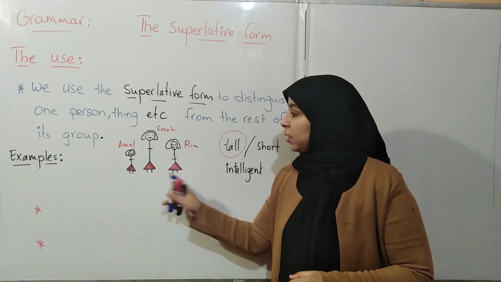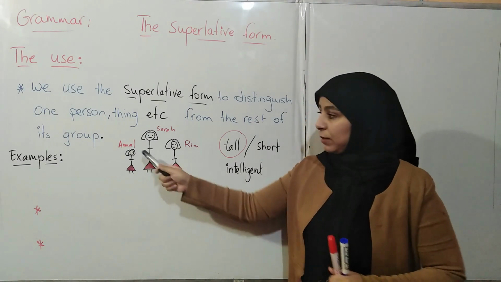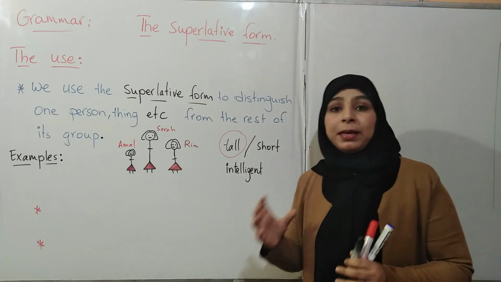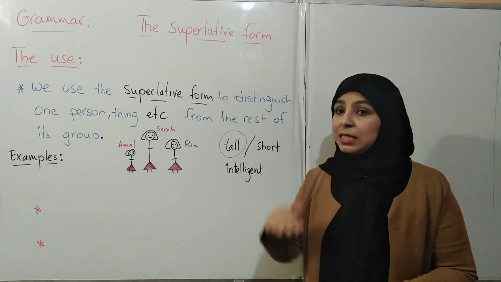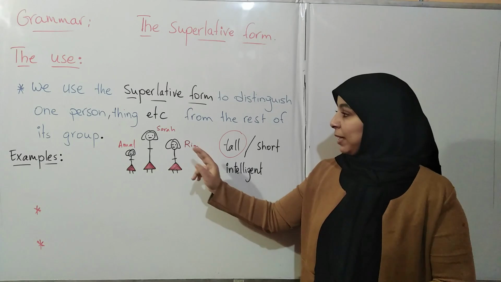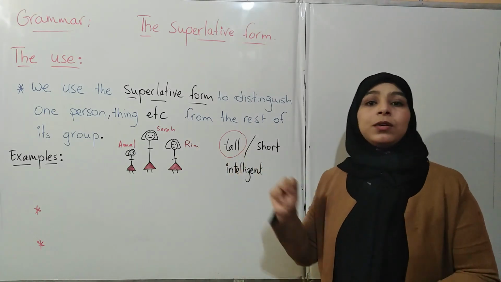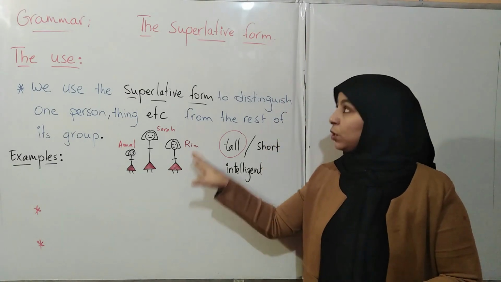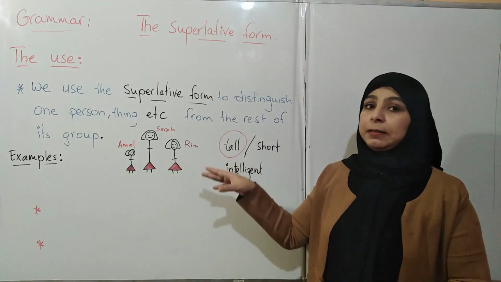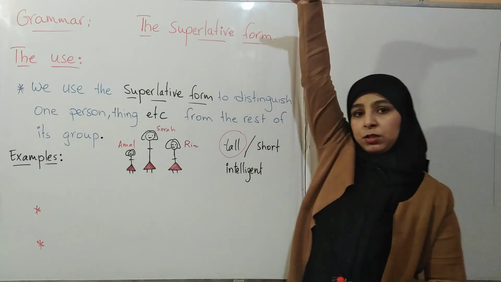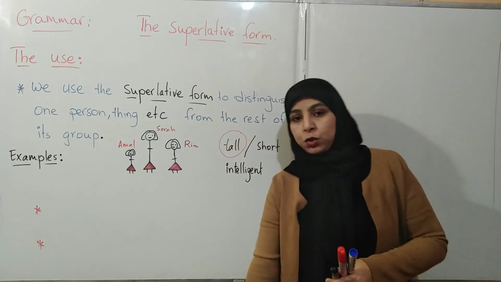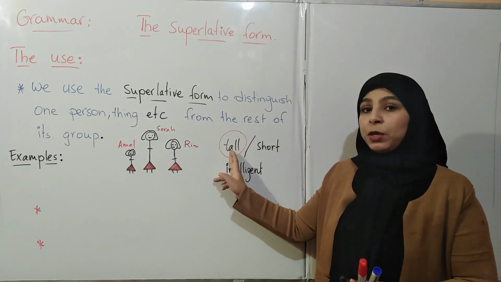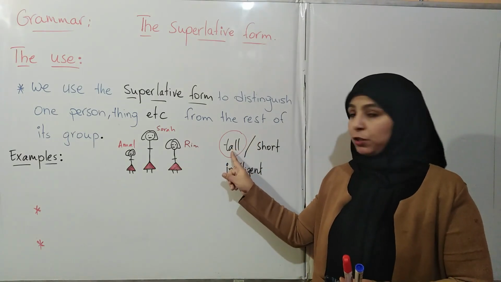Look here, there are three girls. There is Amal, Sarah, and Reem. The three girls have different heights. All right, so we're going to use two adjectives, tall and short, to use the superlative form here. This is the adjective tall. Tall and short, right? So I want to use the superlative form with the adjective tall.